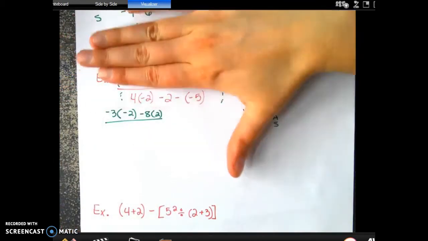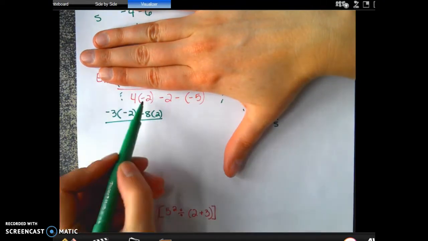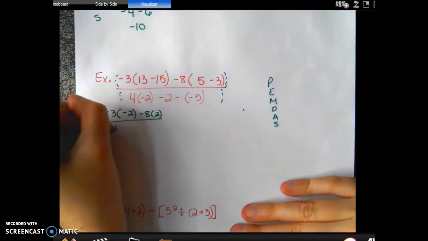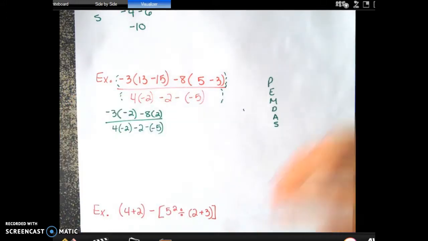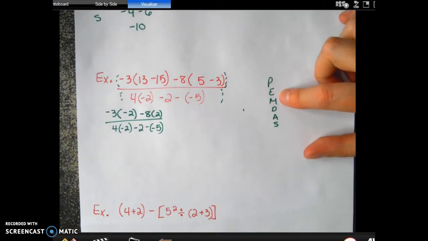Okay, now to simplify the bottom, I actually don't see any parentheses that I need to do, because these are just showing that these are negative numbers. Okay, so then 4, negative 2, minus 2, minus negative 5. Parentheses, check. Exponents, any exponents in there? No, so I can skip that one.